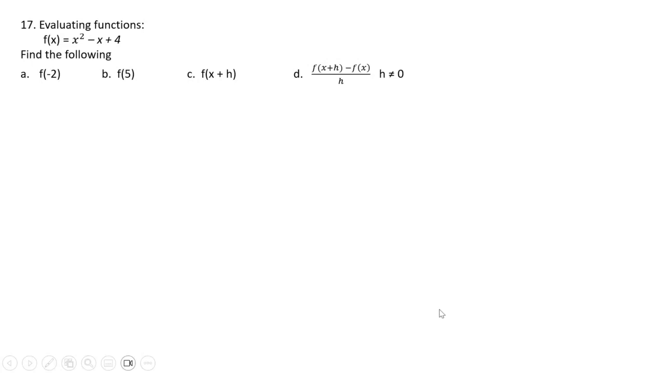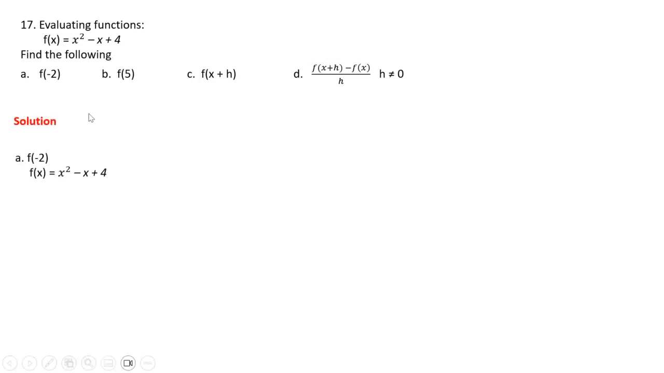Now number 17 is evaluating functions. For that, first of all, I need to choose my function, f of x equals x squared minus x plus 4. They want us to find f of negative 2, f of 5, f of x plus h, and f of x plus h minus f of x over h.